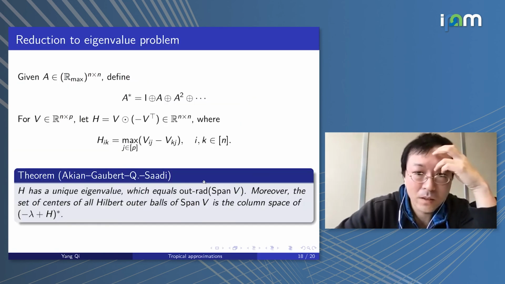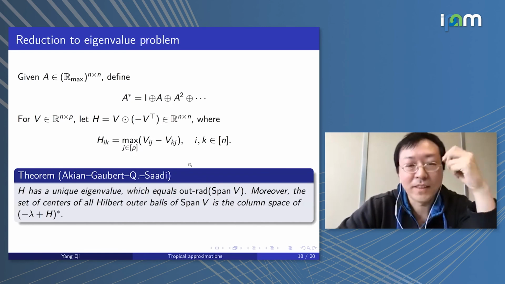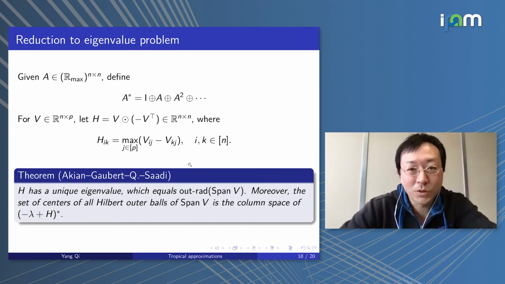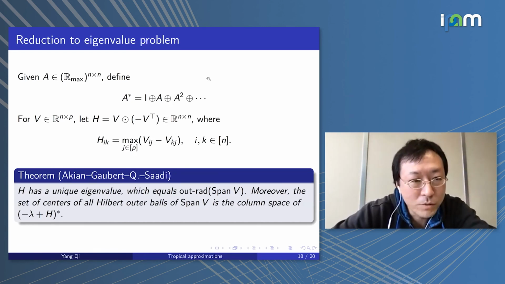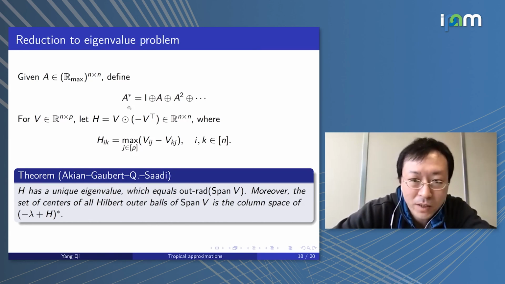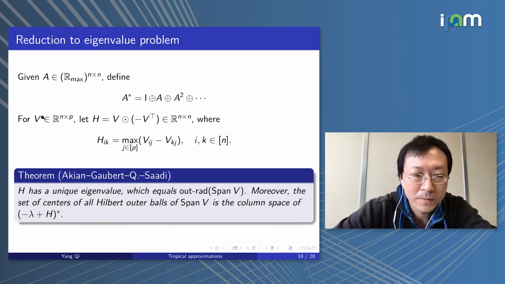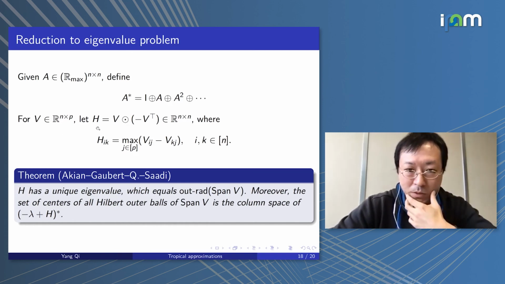So Yang, you have 5 minutes to go. Yes, thanks. So just to introduce two notations. For any tropical matrix A, we define A star to be the summation of the identity matrix and all the powers of A. And with a finite matrix V, we will associate a new matrix H, which is the product of V and minus V transpose.